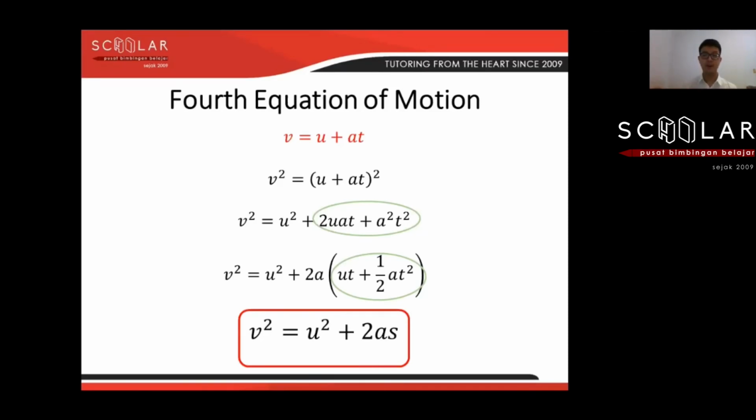Alright, so those are the ways we derive the four equations of motion. So it's very simple, right?